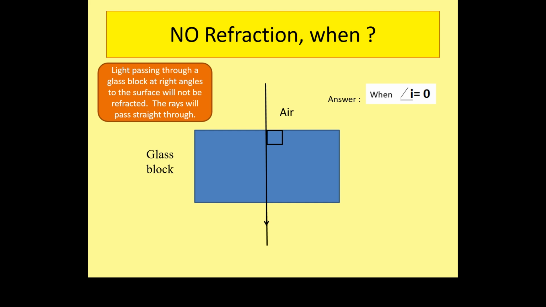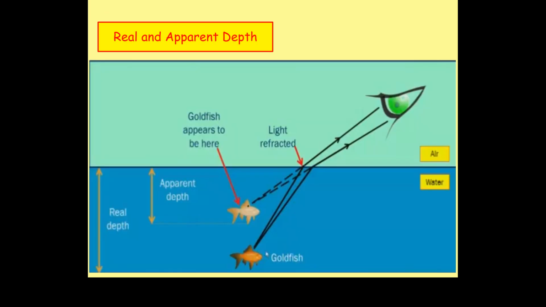We can also say that here the angle of incidence is equal to 0. That means the angle of refraction must be 0. Here is another example where the object is given as a goldfish within the water, and its image is apparently raised up. This is because of the property of refraction.